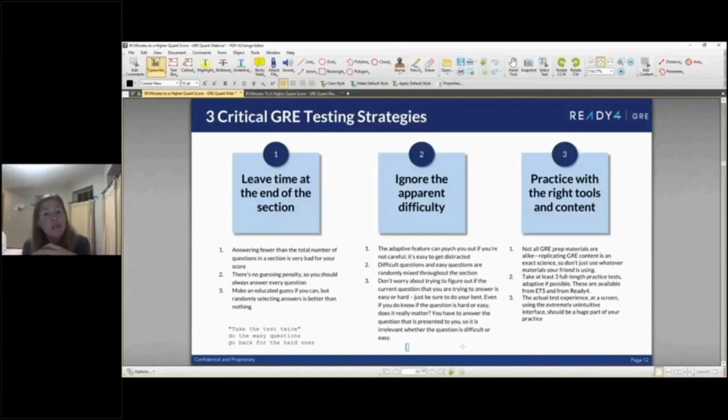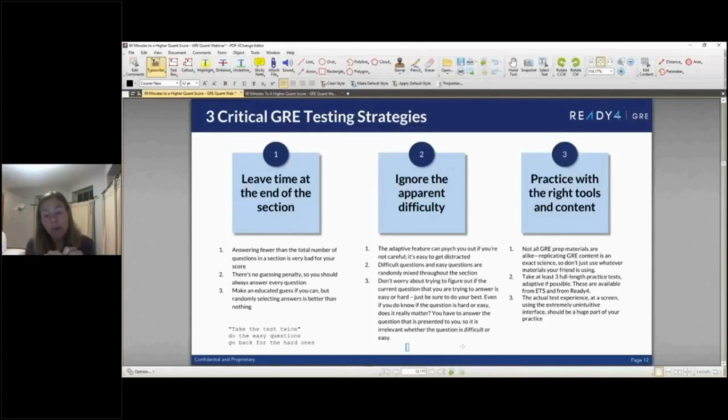Finally, practice with the right tools and content. So there are question types that are specific to the GRE. In fact, most of them are specific. The quantitative comparisons are only GRE. The sentence equivalencies are only GRE. The text completions are only GRE. It's important that you are studying with these types of questions.